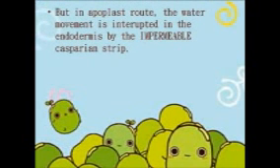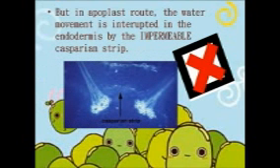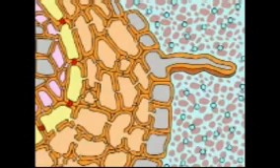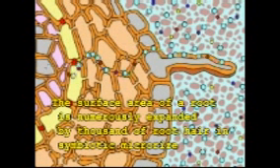But in the apoplast route, the water movement is interrupted in the endodermis by the impermeable Casparian strip. Remember, student, impermeable Casparian strip, how to overcome it? The surface area of a root is enormously expanded by thousands of root hairs and symbiotic mycorrhizae.